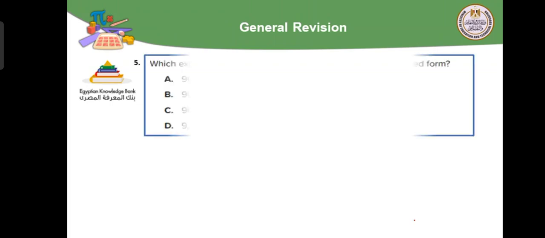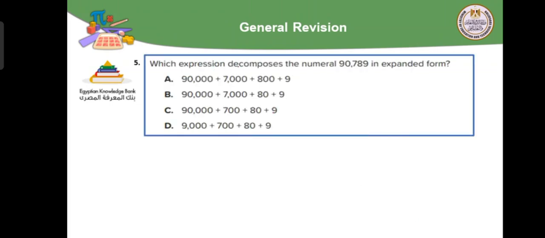Number 5. Which expression decomposes the numeral 90,789 in expanded form? Remember together, expanded form contains the plus. So, all numbers will be separated by plus, and each digit here is written as its value. Okay, so here 9 will be 90,000. Excellent. Then 0, 0, then 700 plus 80 plus 9.